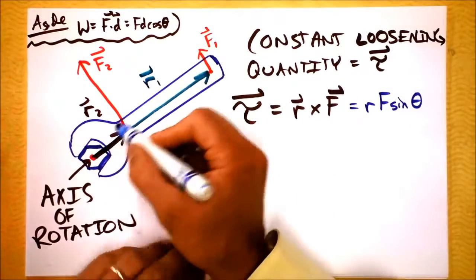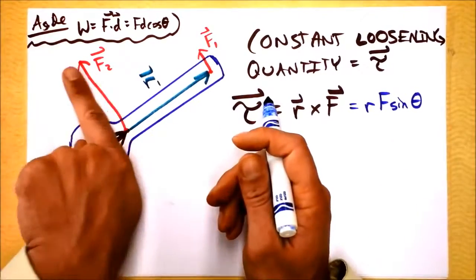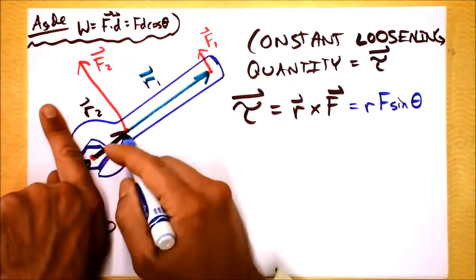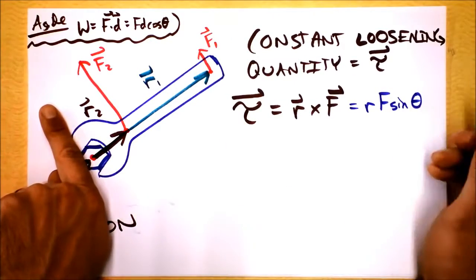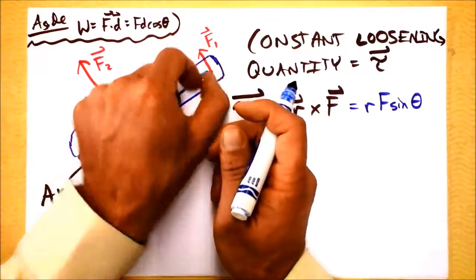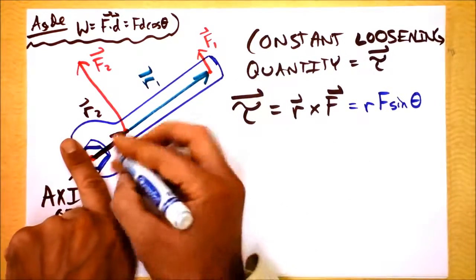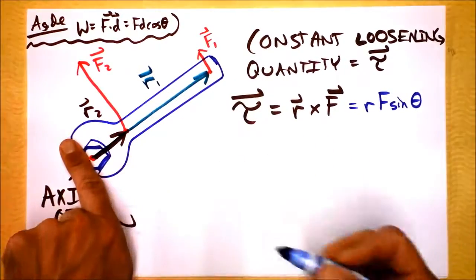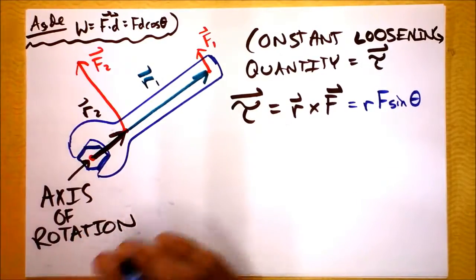Notice the angle between R and F. If I bring F2 down here, you see the angle between R and F is 90 degrees, and the sine of 90 is 1, so that's cool. And over here we've got R1 and F1. If I grab F1 and set it down right here, a little phantom F1 right here, then the angle between R1 and F1 is also 90 degrees. So I've got maximum torque. That's because I know how to use a wrench.